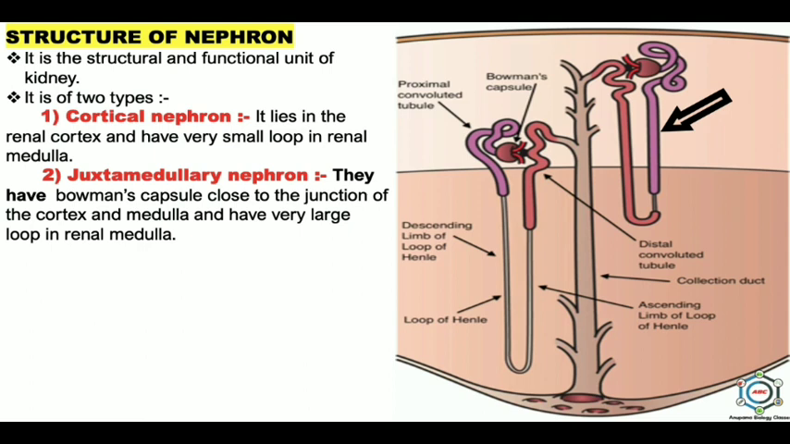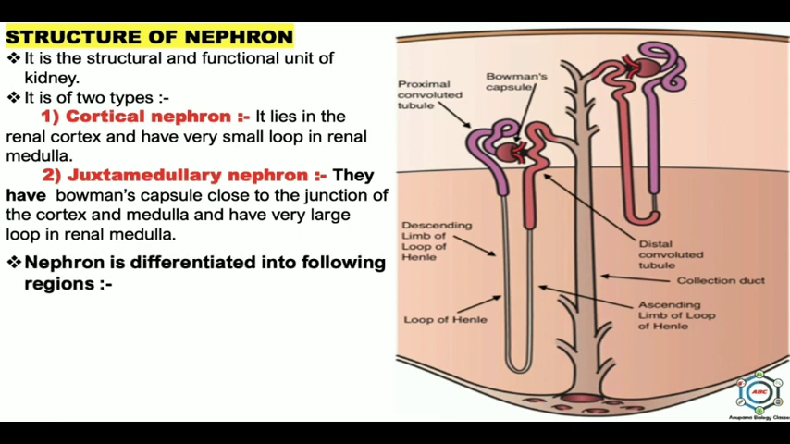If we talk about the function of these two, the cortical nephrons control the plasma volume when blood supply is normal, and the juxtamedullary regulates the plasma volume when the blood is in short supply. Now the structure of nephron, which has the following parts.